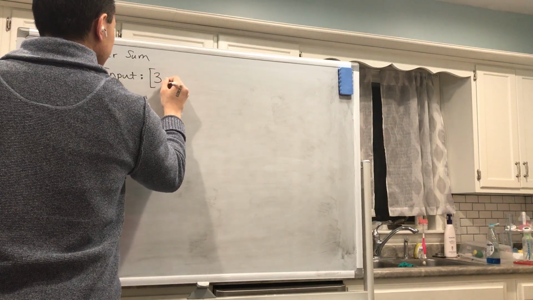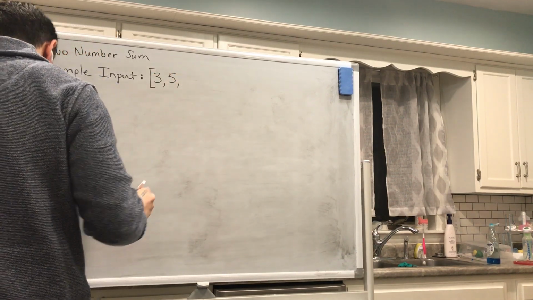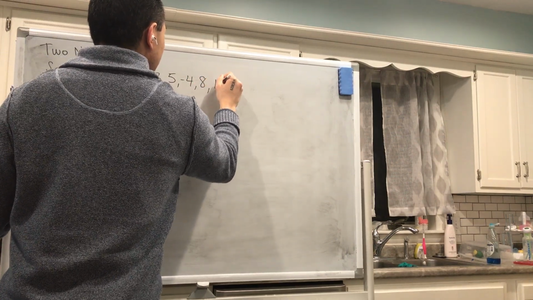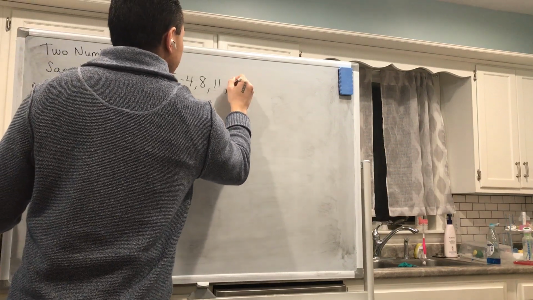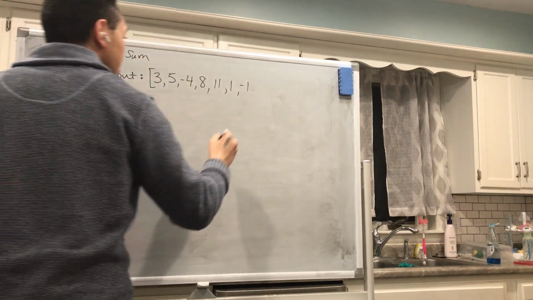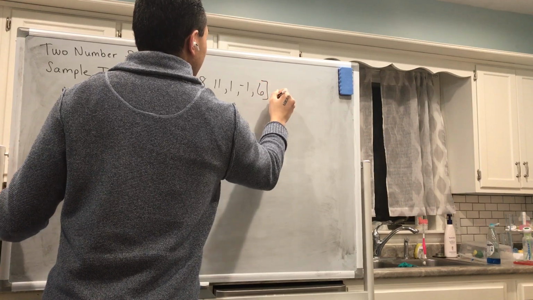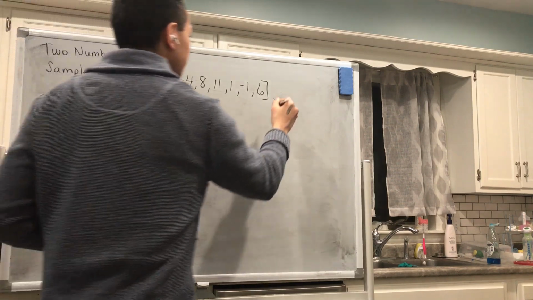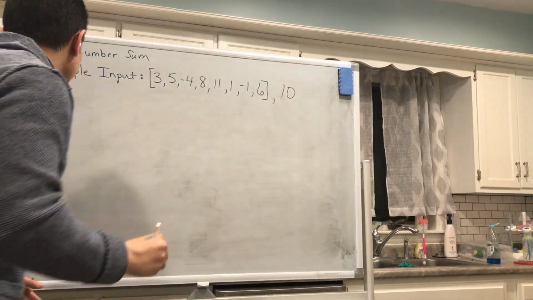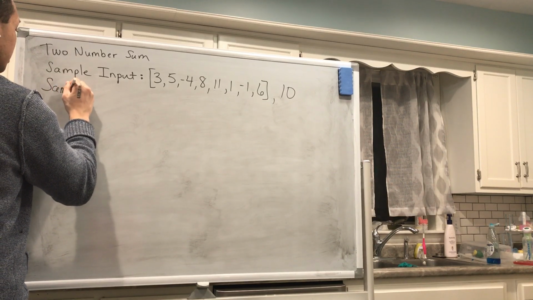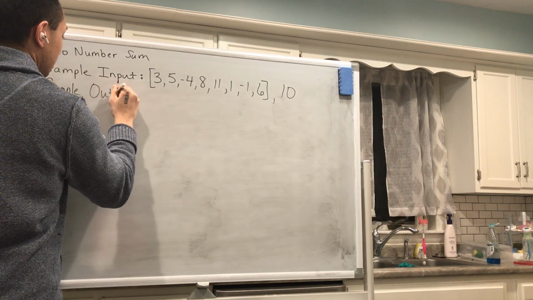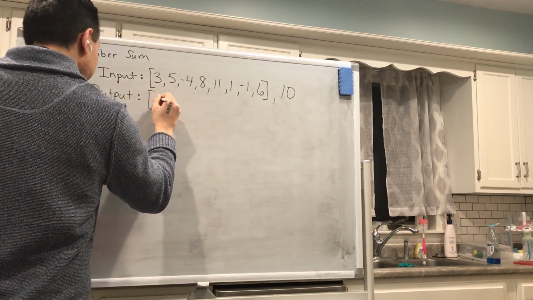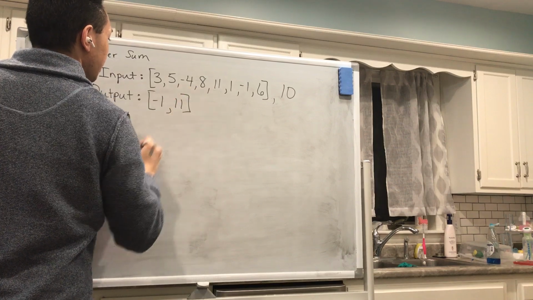It's an array of distinct integers: 3, 5, -4, 8, 11, 1, -1, and the last number is 6. All right, and then the second input, which they describe here as a target sum, is going to be 10. And then the sample output is going to be an array of -1 and 11.